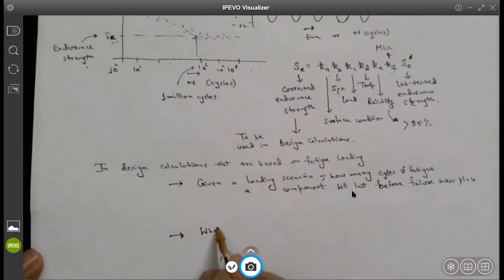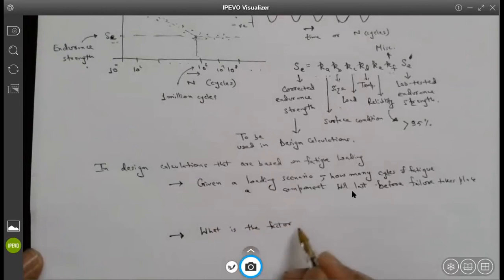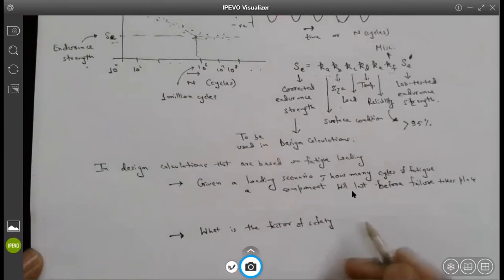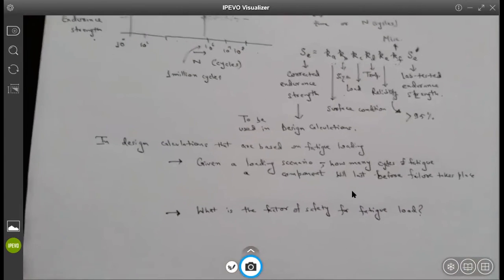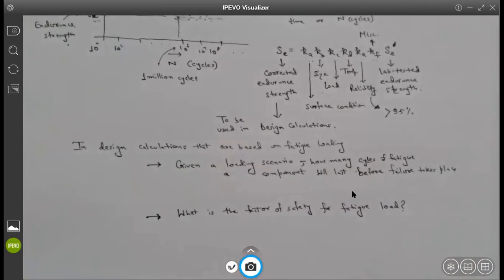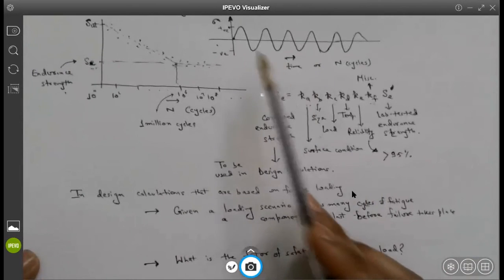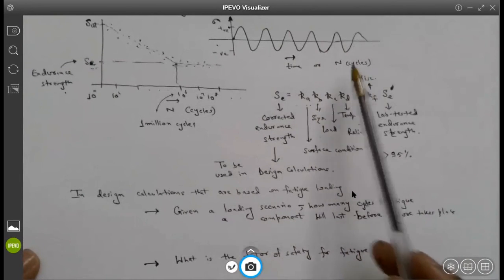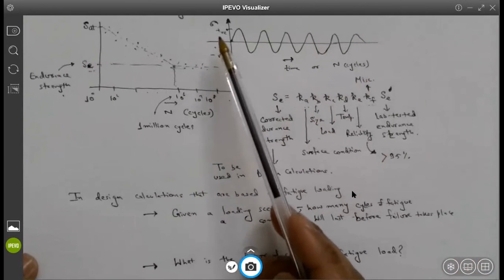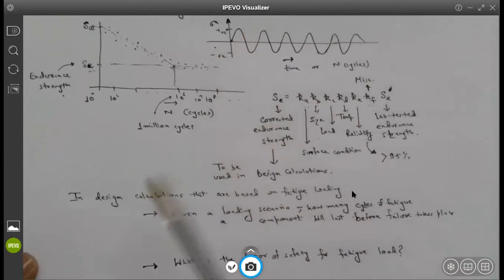what is the factor of safety? Just like in static loading, what is the factor of safety for fatigue load? So these are the two important questions that a designer has to estimate, or has to get an answer to: if a specific component is subjected to this type of cyclic loading and unloading situation, how many cycles will that component last, because these stresses can change their magnitude, and the frequency can change, and so on and so forth.